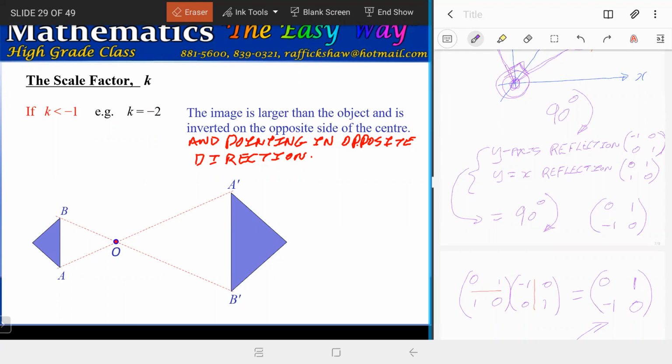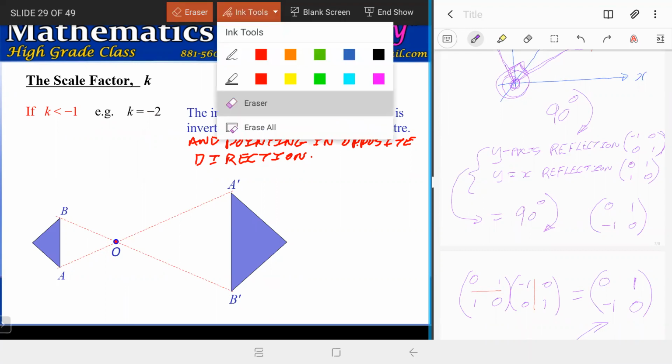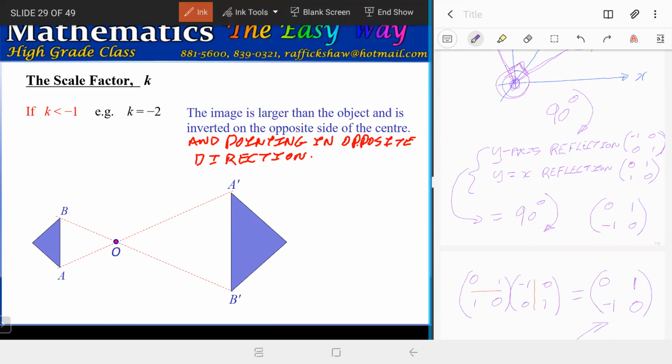And also the distance is twice. Look at the distance. The distance from the center is still twice. And look, this distance out here is twice the distance to this one. So the distance from the center is still twice because of the 2, just that it is in the opposite direction. And because of the negative, it is in the opposite direction.